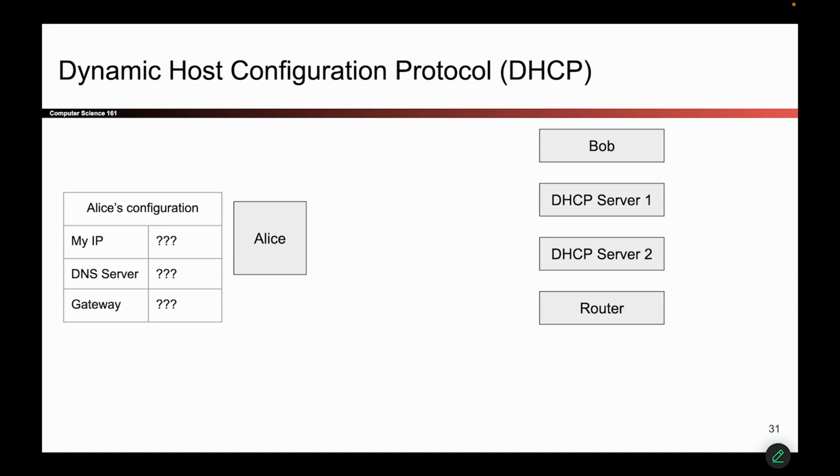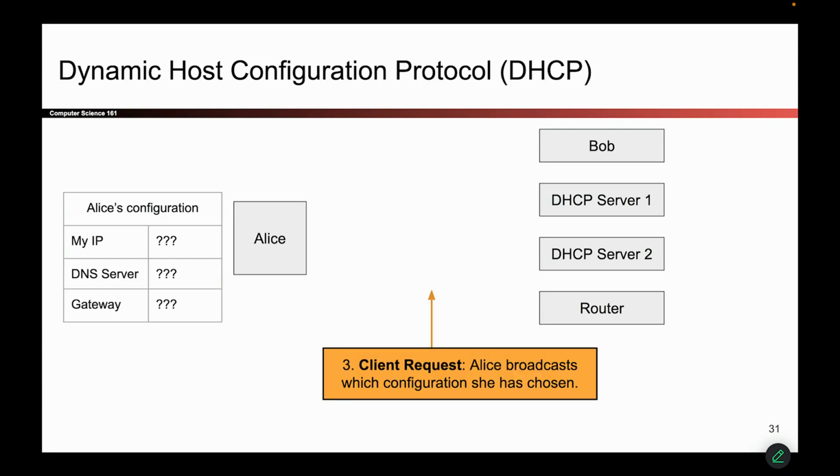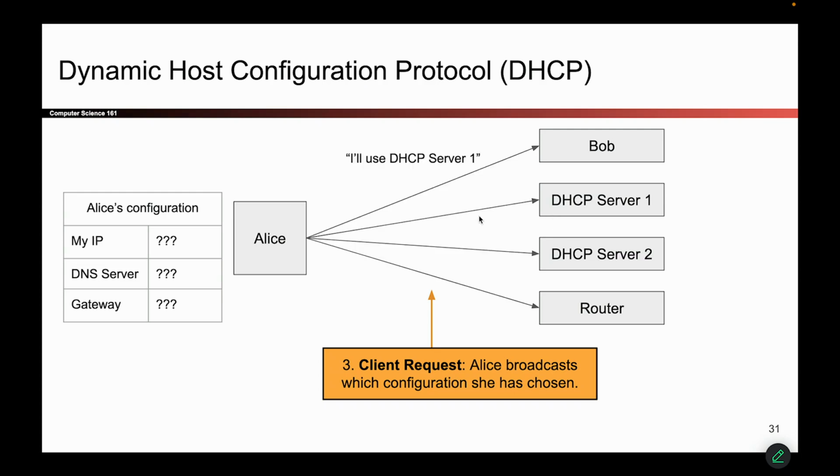Now, step 3 is for Alice to pick one of the offers. So in the event that multiple people make offers, Alice has a lot of choice, and she needs to pick her favorite offer. So she needs to tell everyone which offer she has selected. Now, even in the case where there's only one offer, you still have to perform this step. But the step looks like this. She's going to broadcast and tell everybody which offer she has accepted. And this is useful in case multiple people submitted offers.